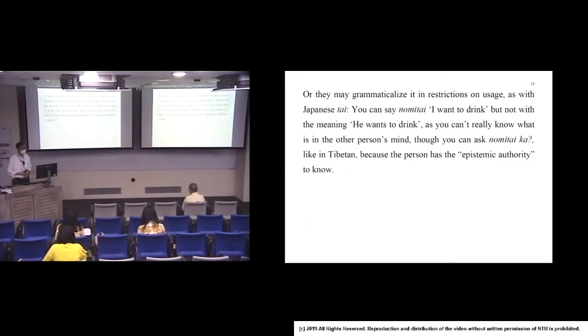And Japanese also is like this, where you cannot talk about other people's desires. So if I want to say, biru wa nomitai, I want to drink beer, I can use this nomitai, want to drink, but I can't use that for somebody else. I can only use it for myself, because I don't have what we call epistemic authority to say what's going on in somebody else's mind or body. But you can ask in the second person, you say, nomitai ka. So you can use it just like in Tibetan, in the second person, but you can't use it in the first person or in the third person, because you don't have that epistemic authority in the third person.